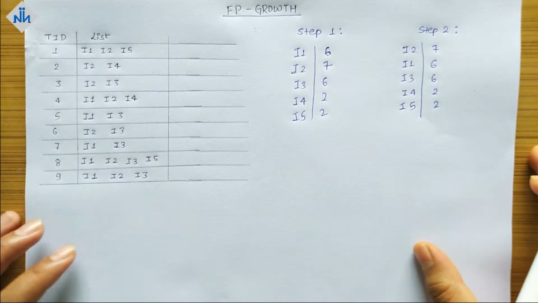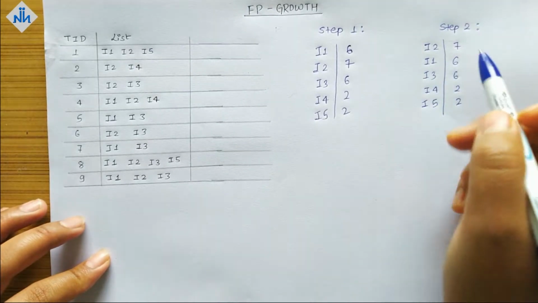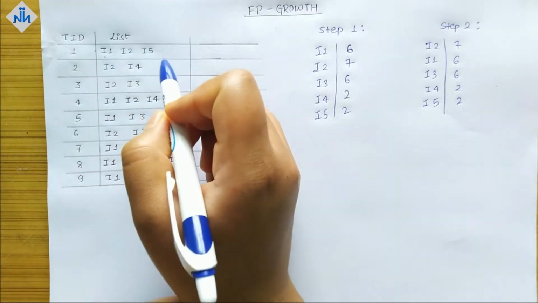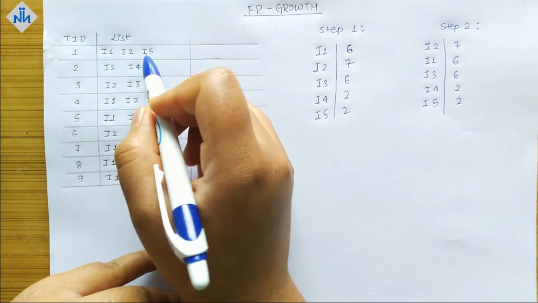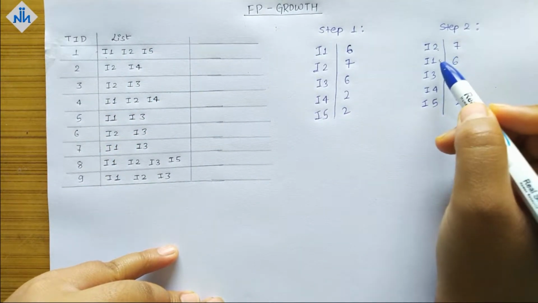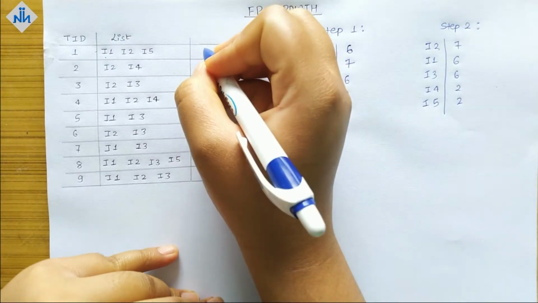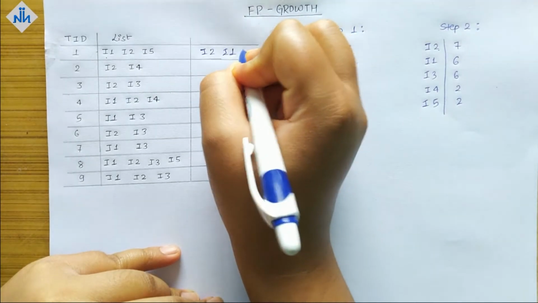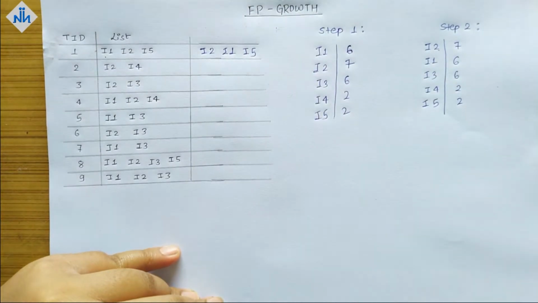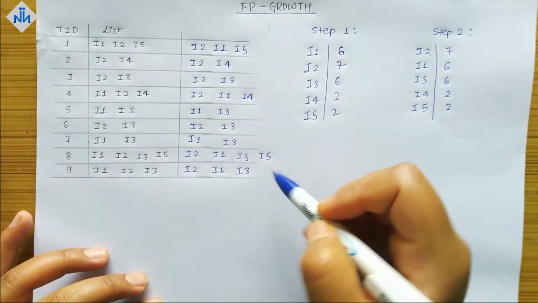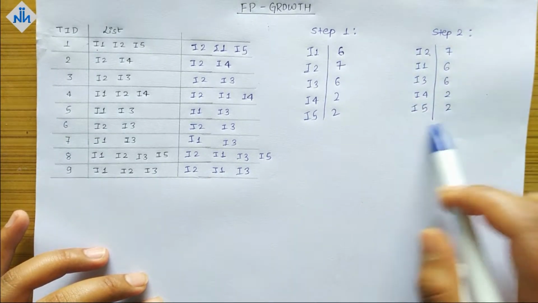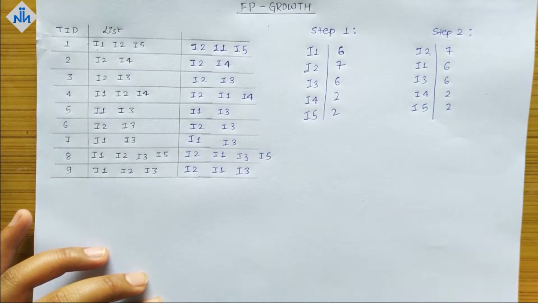For the third step, we will reorder each transaction. Reordering I1, I2, I5 means that I2 comes first, then I1 and then I5. So that's how we will reorder. We will have I2, I1 and I5. I will reorder these and get back to you. After reordering, we will have these. So we basically reordered these by looking at this frequency table. That is all we did.